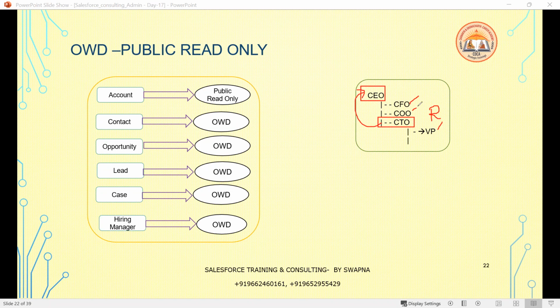Public, it is available for public, which access? Read access. So if this user is creating it, these users can see it, but they can see it as read only.